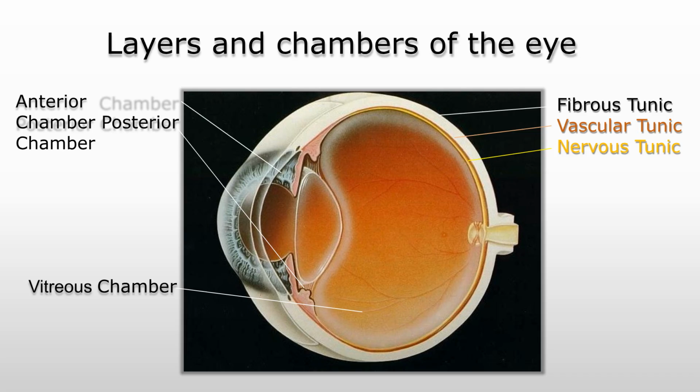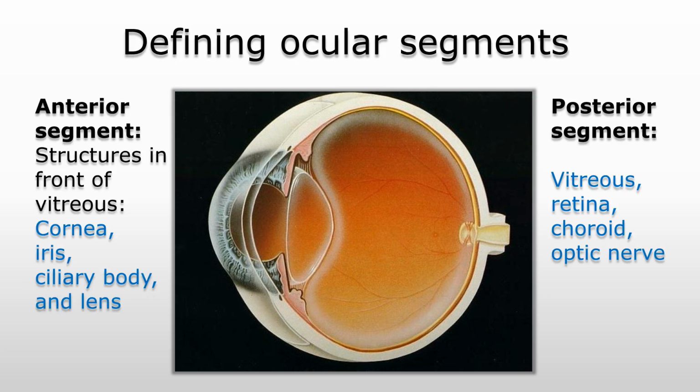The eye is composed of several layers and chambers. The layers are the fibrous, vascular, and nervous tunics. The chambers include the anterior, posterior, and vitreous chambers. The ocular segments are defined as the posterior segment, which includes the vitreous, retina, choroid, and optic nerve, and the anterior segment, which comprises the structures in front of the vitreous: the cornea, iris, ciliary body, and lens.